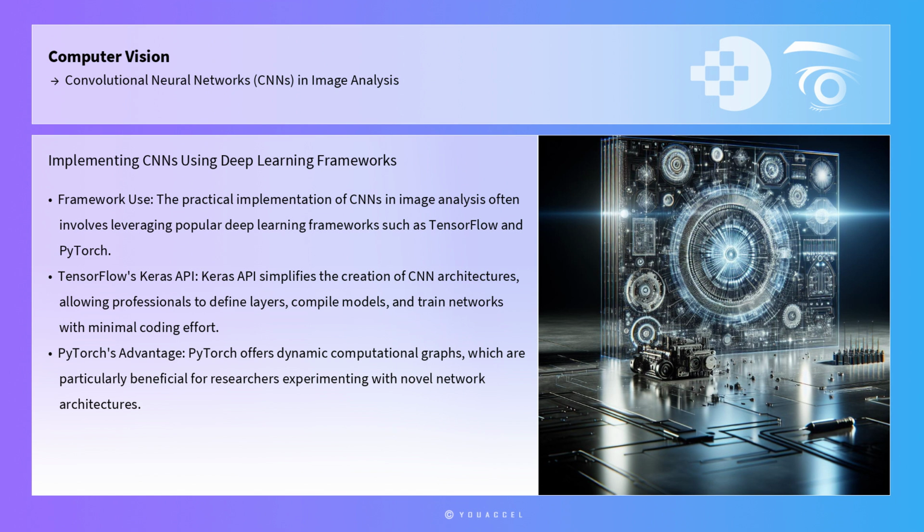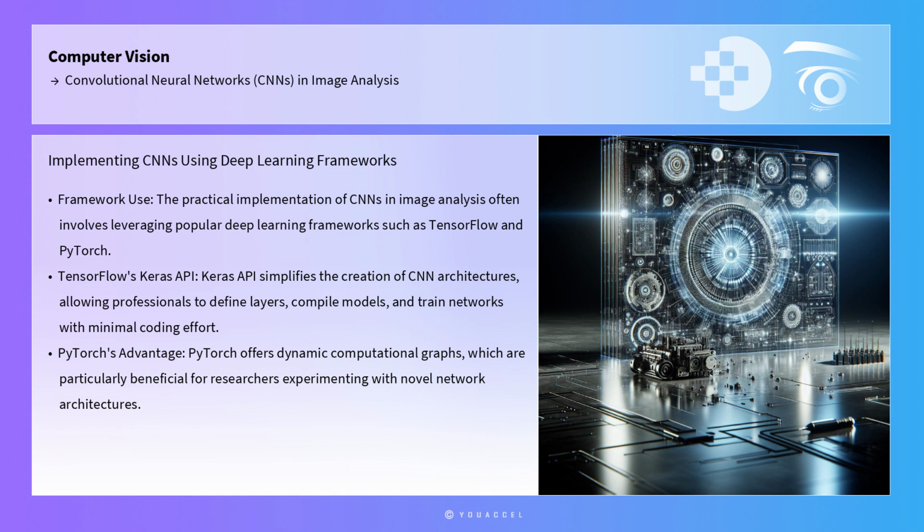The practical implementation of CNNs in image analysis often involves leveraging popular deep learning frameworks such as TensorFlow and PyTorch. These frameworks provide user-friendly APIs and extensive libraries to streamline the development of CNN models. For instance, TensorFlow's Keras API simplifies the creation of CNN architectures, allowing professionals to define layers, compile models, and train networks with minimal coding effort.